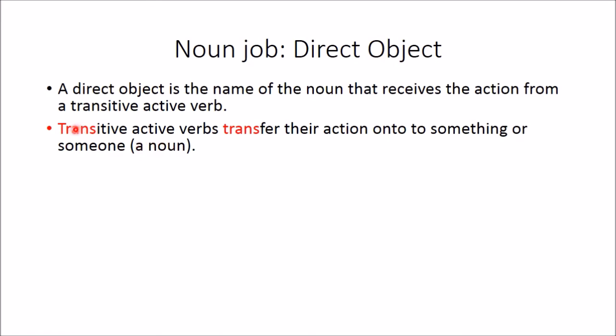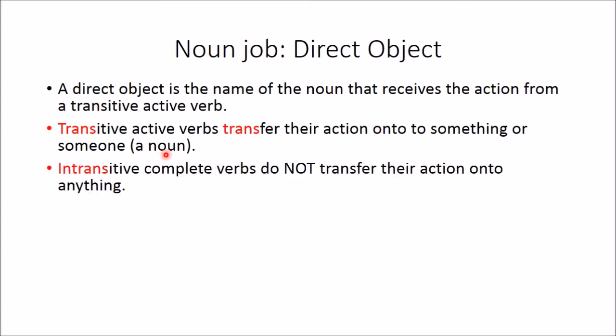So I put this part of the word transitive in red and this part of the word transfer in red to help you remember that transitive active verbs transfer their action. And the word active kind of helps with that too. Transitive active verbs, transitive, transfer. So the action is getting transferred onto something or someone, which means there's going to be a noun involved, and that noun is called the direct object.